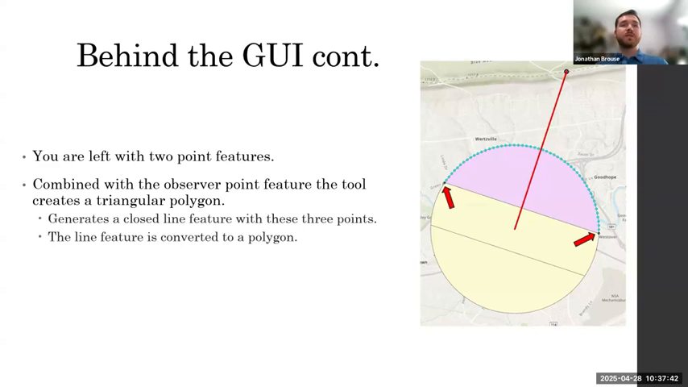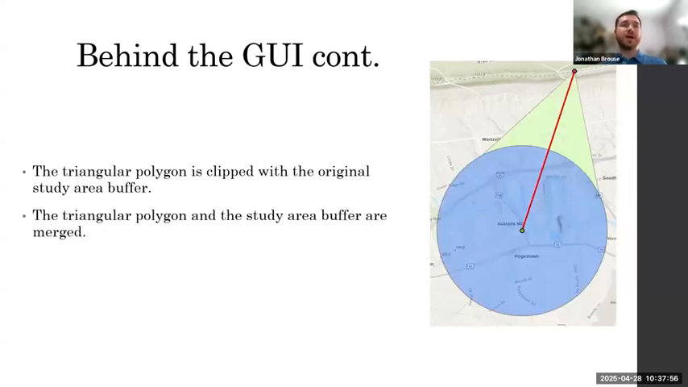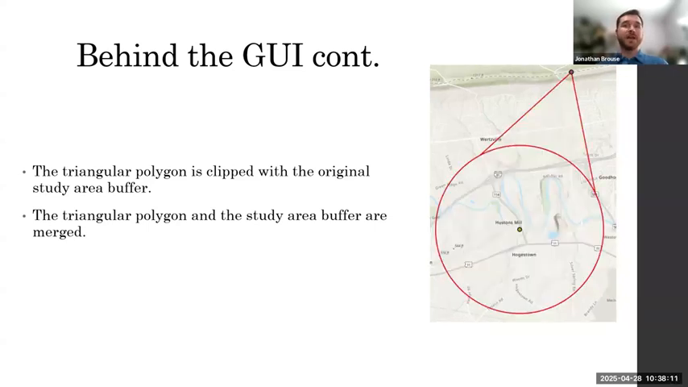So with those 2 point features left, they are combined with the observer point feature as inputs to create a closed line feature. This closed line feature is then converted into a polygon to create a triangular looking polygon. This triangular polygon is then clipped by the study area buffer to create that curved edge around the outside of the study area buffer. The study area buffer and this clipped triangular polygon are then run through the merge features tool. And this creates the conical polygon that is used to select the LAS datasets from the tile layer.